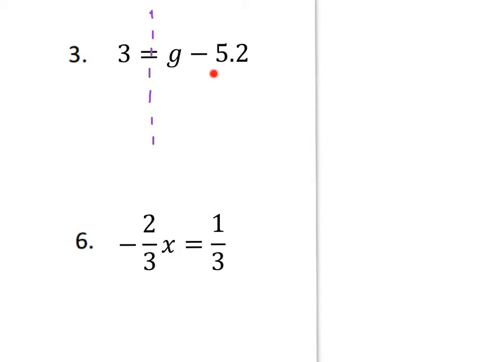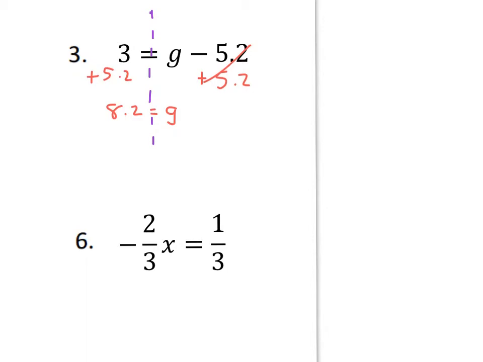So I have g minus 5.2. So I'm subtracting 5.2 from g. So if I want to undo that, I am going to add 5.2 to g. Okay, I'm going to do the inverse operation. That's going to get this to cancel, but again, if I do it to one side, I have to do it to the other side. So I'm going to add 5.2 there. Now I'm adding decimals, so 3 plus 5.2 is going to give me 8.2, and that's going to equal g.